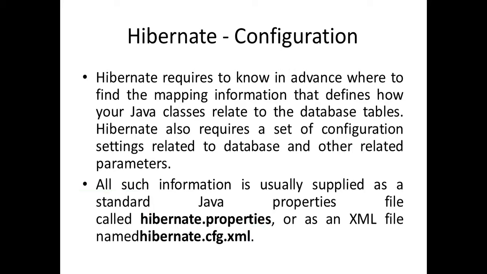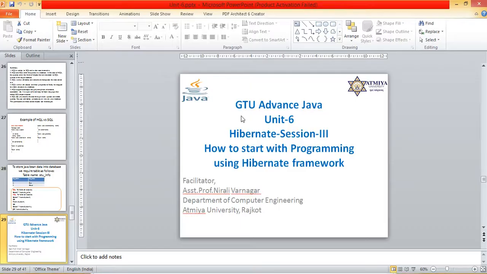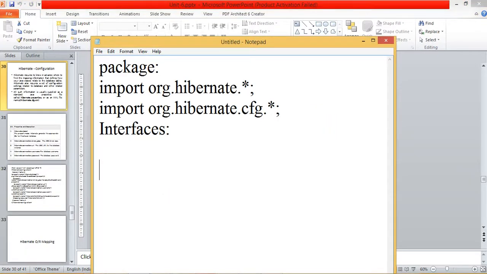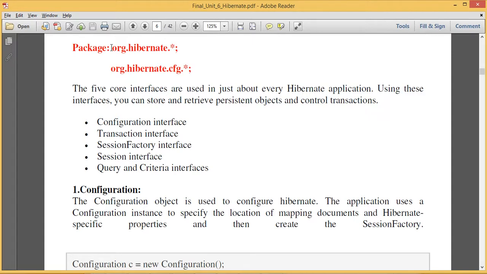Clear? So before we start with any program of the Hibernate framework, let us understand what the main interfaces used on the programming side are. So let us see. Hibernate provides two different packages, org.hibernate.* and org.hibernate.cfg.*. The five core interfaces are used in just about every Hibernate application, and using these interfaces you can store and retrieve persistent objects and control transaction management.